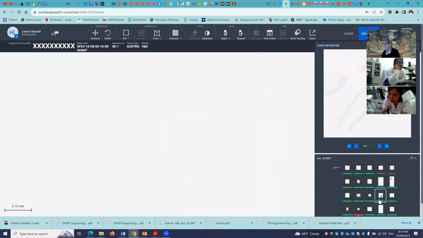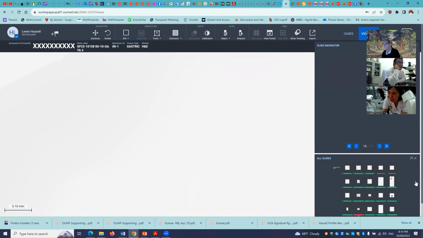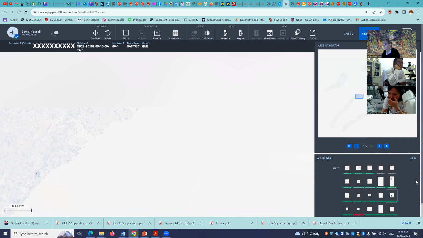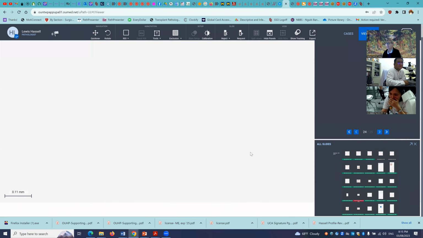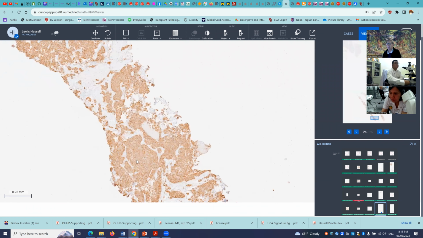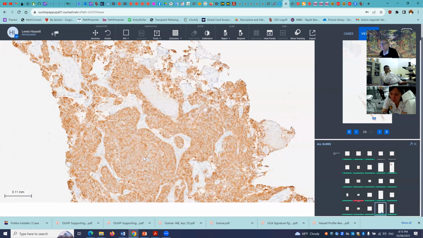this is the right thing. No, that's not the right one. It was negative for liver markers. Here we go. Nicely positive with synaptophysin and with CD56, as you can see here. So we made the diagnosis of a neuroendocrine lesion.